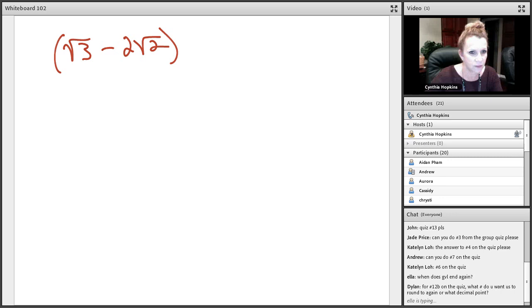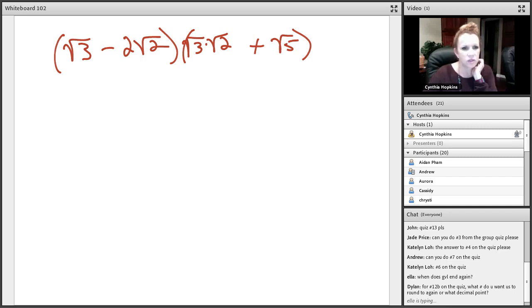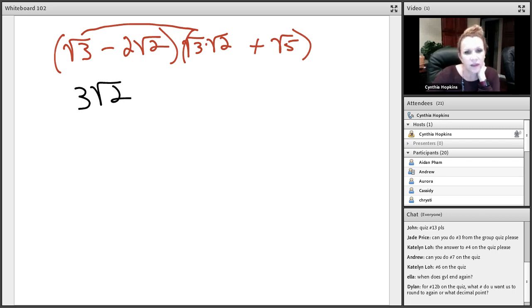So I've simplified my square root of 8 right there. Then I'm going to rewrite the square root of 6 as square root of 3 times the square root of 2, and then plus the square root of 5. All right, when I go to do my firsts, isn't the square root of 3 times the square root of 3 equal to 3? So I get 3 the square root of 2. Completely simplified. Okay, then when I distribute the rad 3 to the rad 5, that's just a plus square root of 15.